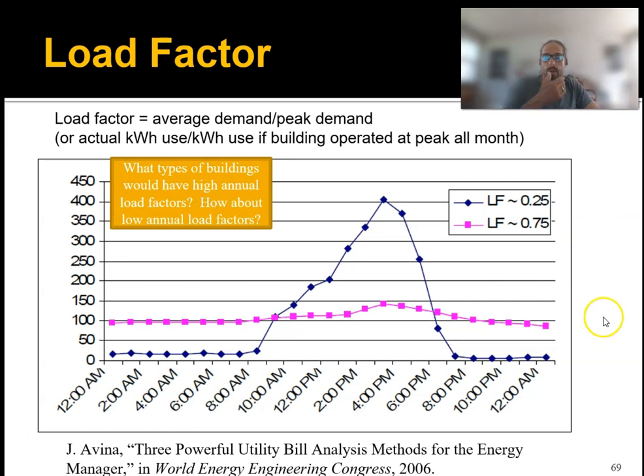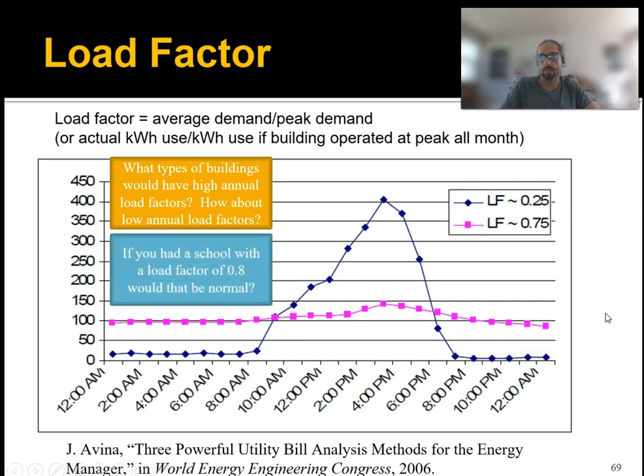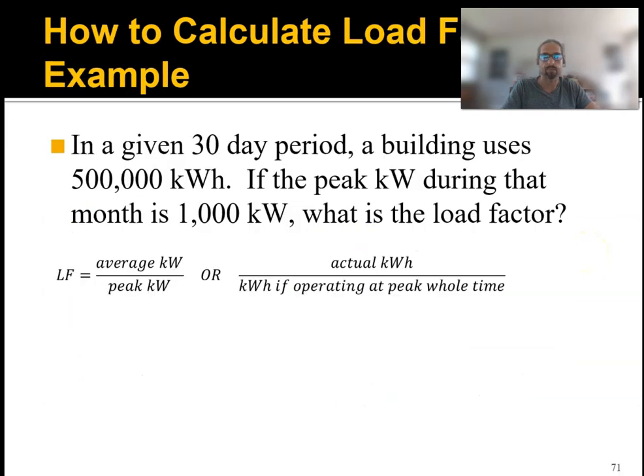Before we do that, I want you to think about what types of buildings would have high load factors and low load factors. So for example, if you had a school with a load factor of 0.8, would that be normal? Should a school have really steady energy use, or would you imagine some pretty big spikes throughout the course of a month? I'll let you think about that and let it marinate while I go over some of these calculations, okay? Because that's where it really becomes useful.